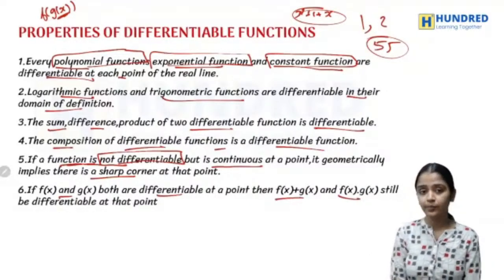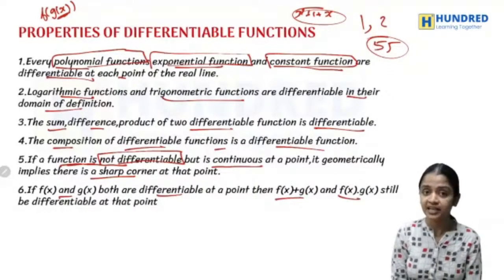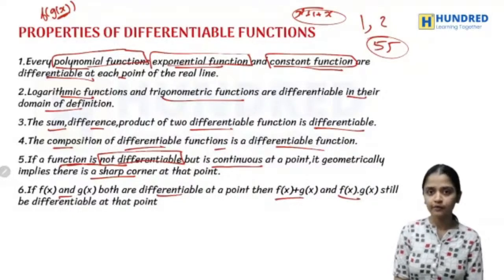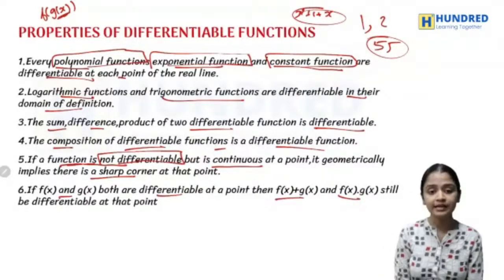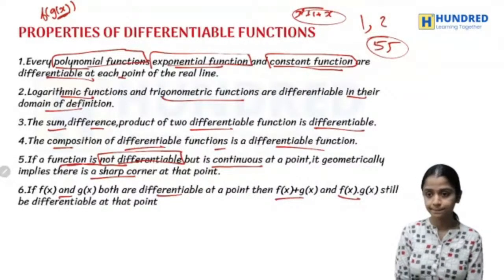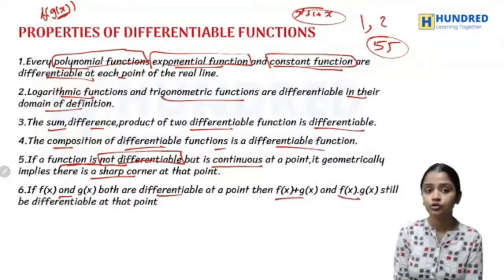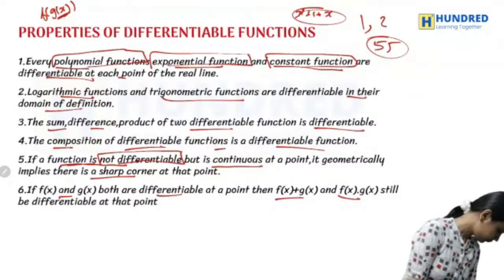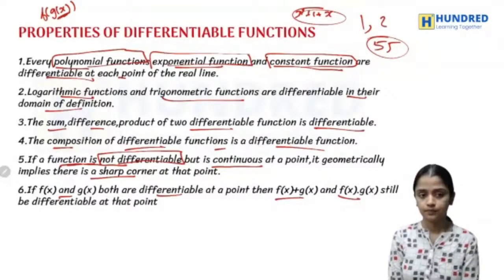If you're clear with the properties, just write P clear. These properties are important for you to solve the sum easily. So when you see a constant function or a polynomial function, just directly you can write it as differentiable. If it is differentiable, definitely it should be continuous. But if it is continuous, it may or may not be differentiable. So just write P clear.